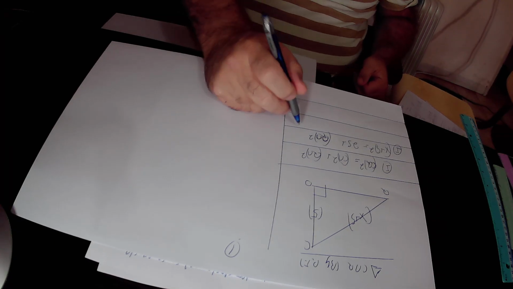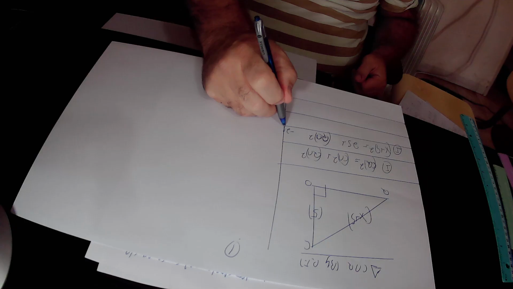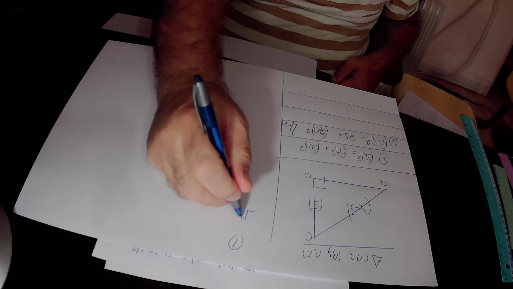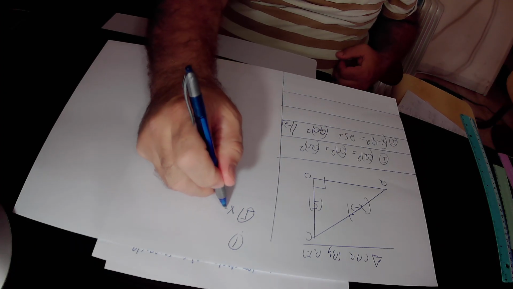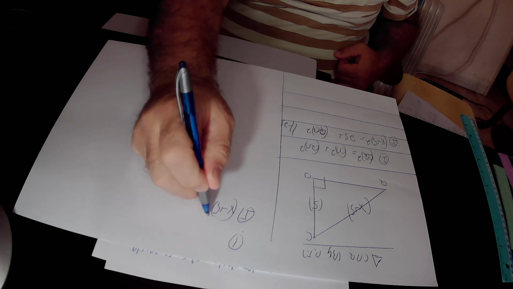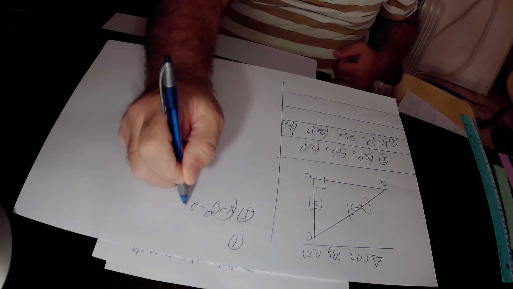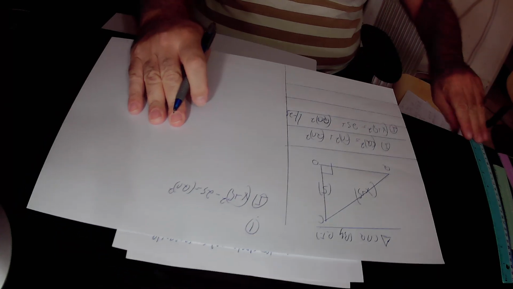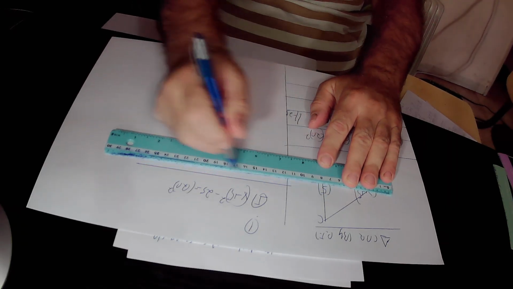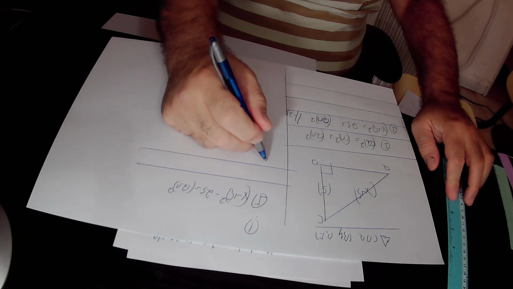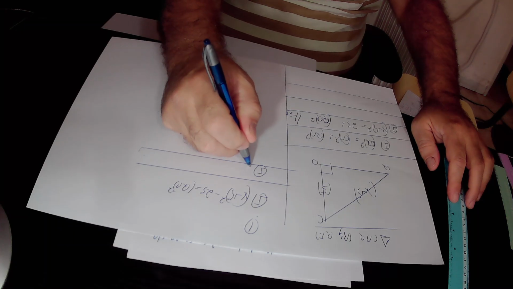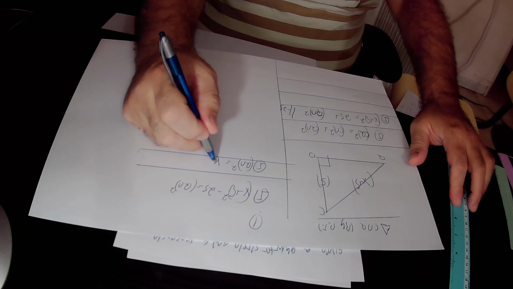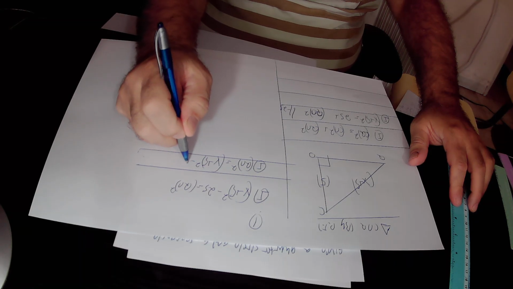Here we will subtract 25 from this equation, equation 1. According to equation 1, x plus 5 squared minus 25 equals QO squared. And again we shall find out that according to equation 1, QO squared is equal to x plus 5 squared minus 25.